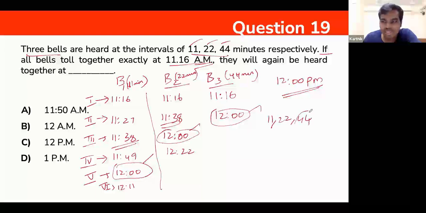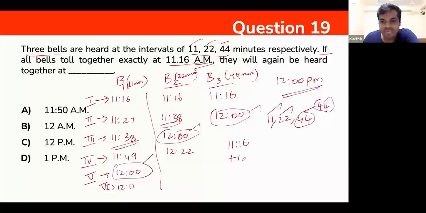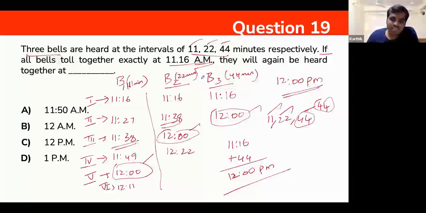Which is the biggest number again? 44. 44 into 1 is 44. Is 44 divisible by 11? Yes. Divisible by 22? Yes. So this is my LCM. So what I am going to do is directly take 11:16. I'll add 44. That gives me 12 as the answer. Clear? This is actually a 2-second question. Just for your understanding, I did all these things. Okay. Clear? Should I repeat for anyone this thing?